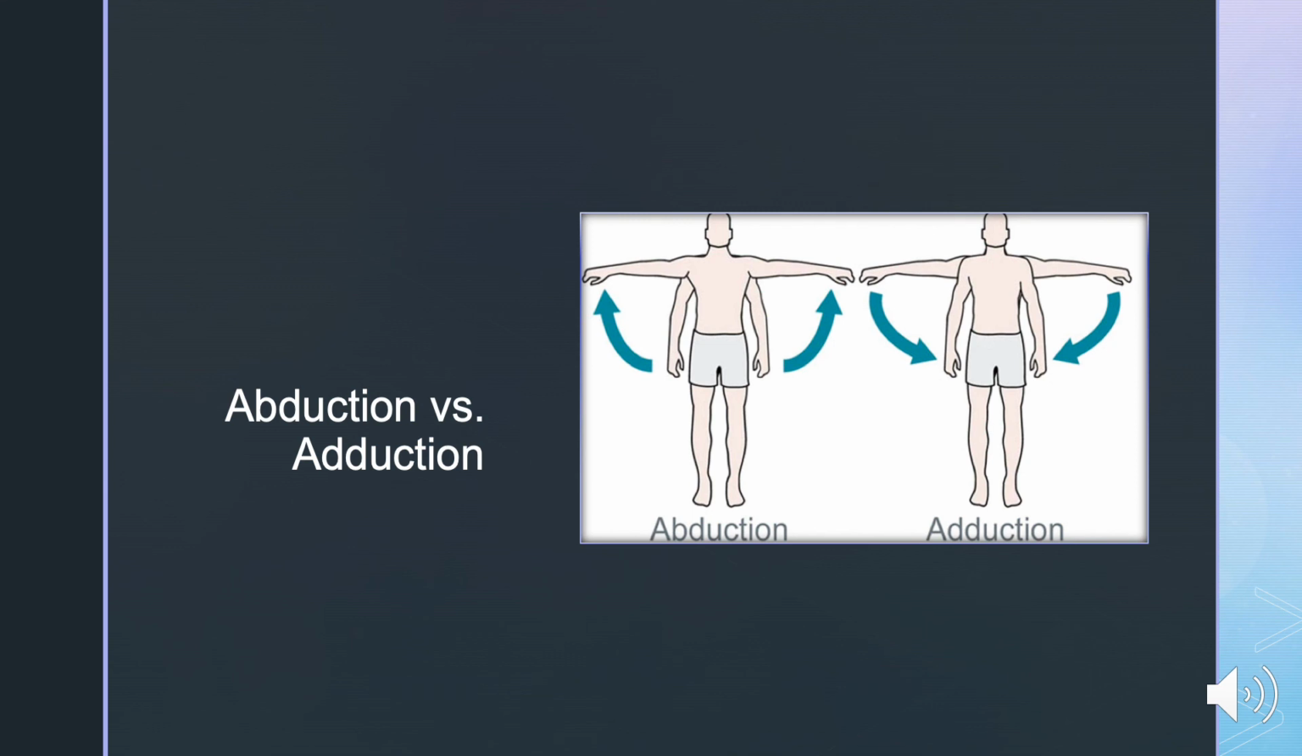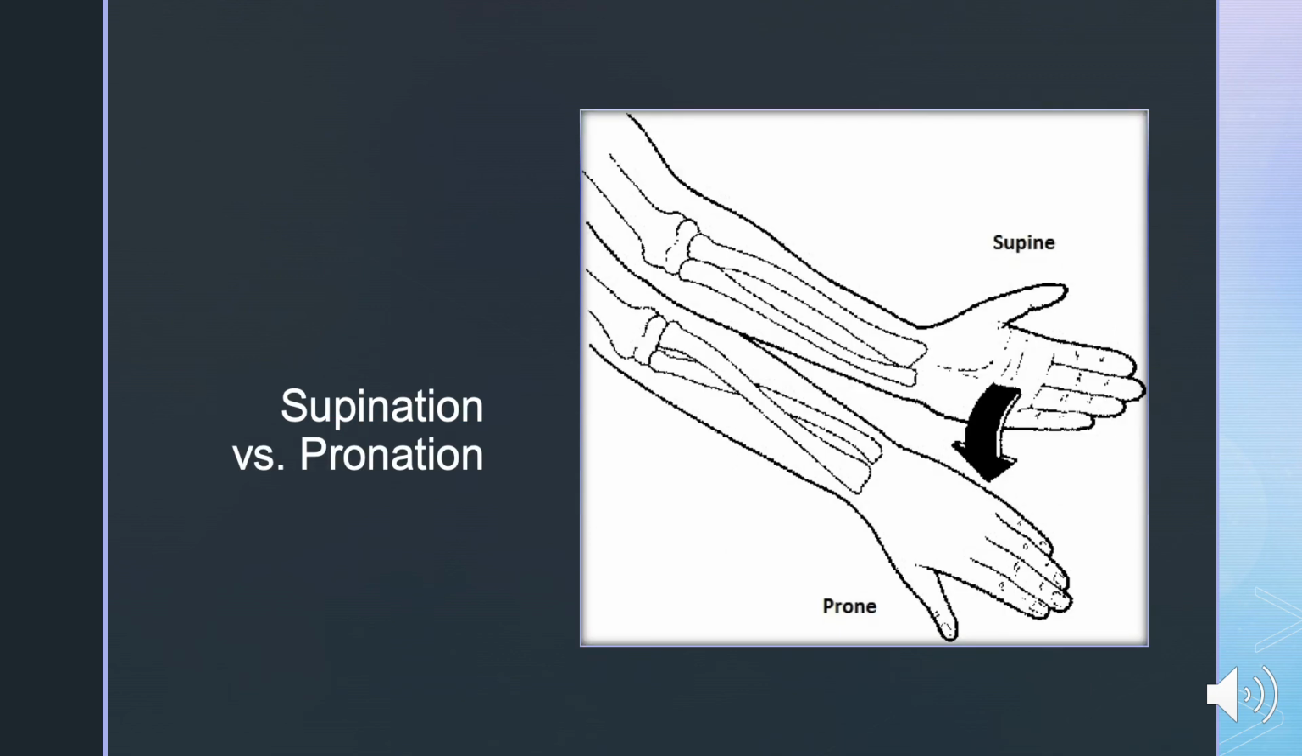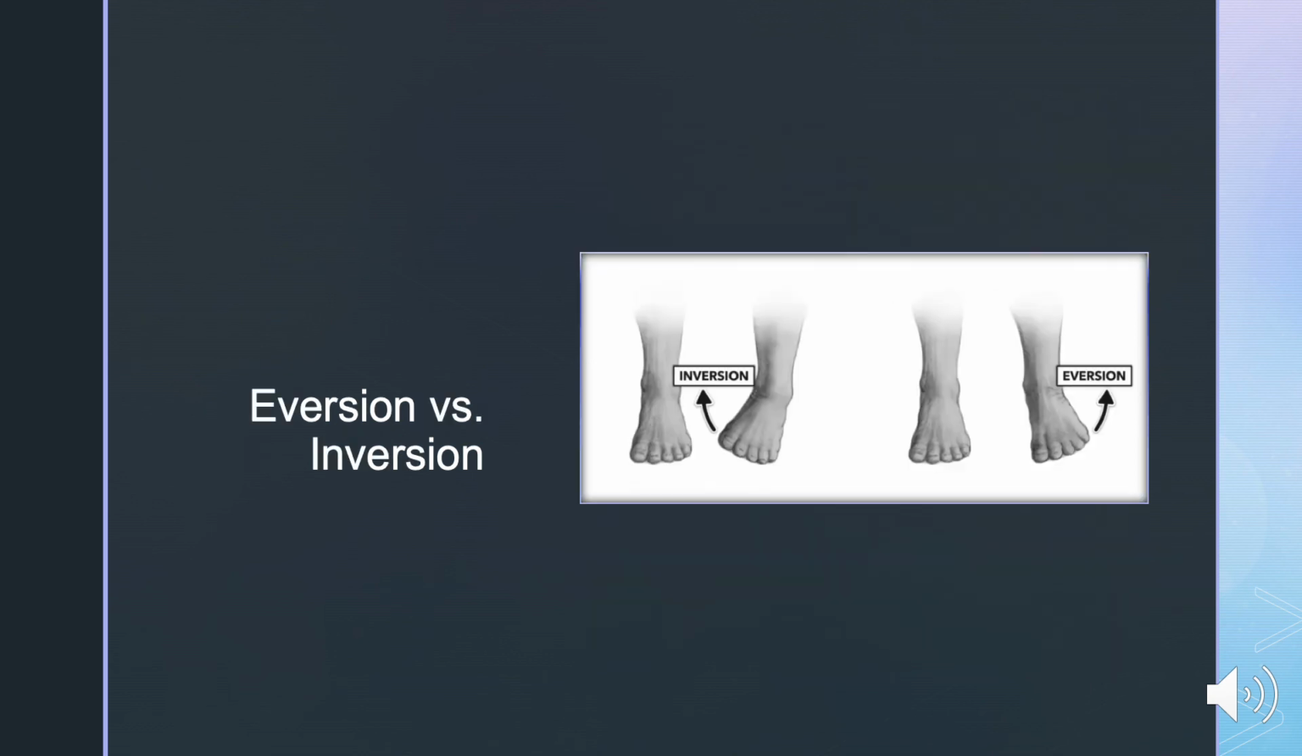Then you have abduction and adduction. These are pretty easy to get mixed up. Abduction is moving your hands away. Adduction is moving towards the midline. Then you have circumduction, which is a rotational movement. Supination versus pronation. And my final example will be eversion versus inversion.